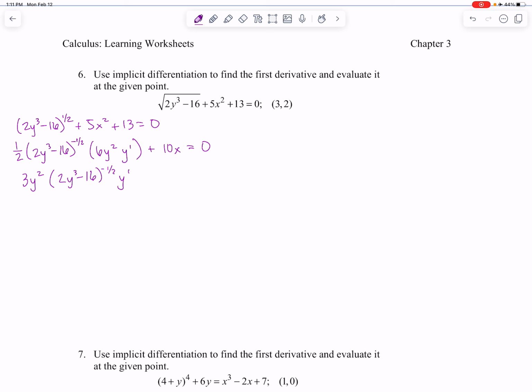And why don't we just move that 10 over? So negative 10x. That way it doesn't have a y prime on it, so we're moving it anyway. Okay, this one is everything multiplied times y prime, so we're going to divide it off. 3y squared, 2y cubed minus 16 to the negative 1/2. All gets divided off.